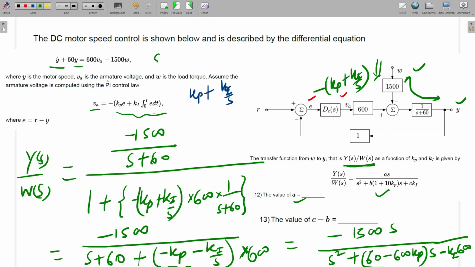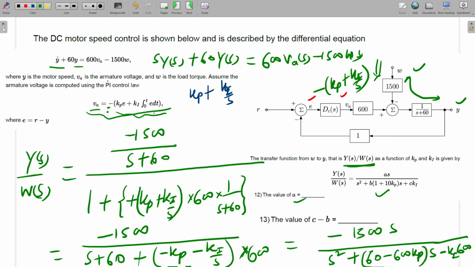SYS plus 60 YS is equal to 600 VAS minus 1500 omega, correct? Yes, sir. But I think here this minus should not be there. I think some mistake is there. Already I have the answer, but it is not matching. So we'll solve it by taking this as positive only, Kp plus Ki by S. If it is positive, then this will be plus and this will be plus, correct? And the value here will also be plus.